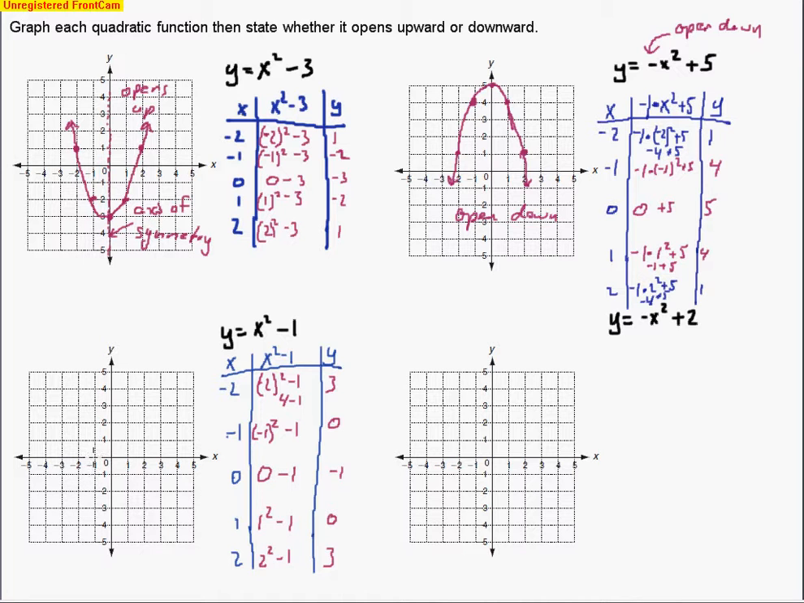So now we've got some points. 2 spaces left brings us up 3. 1 space left just leaves us right on that x-axis because we go up 0. 0 spaces left or right brings us down 1. And 1 space to the right brings us just right on that x-axis. 2 spaces to the right, 3 spaces up. So notice you get the same shape.